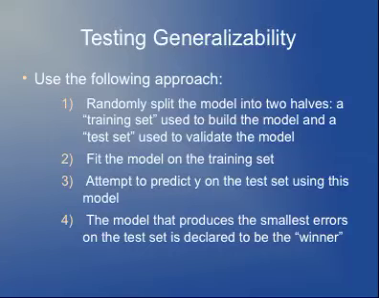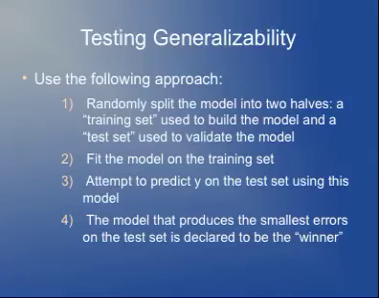Well, the hope would be if penalized regression is really improving on ordinary least squares, then you would expect that the error rate on the test set will be smaller for these penalized methods than it is for ordinary least squares.